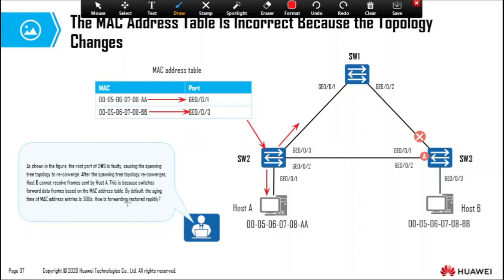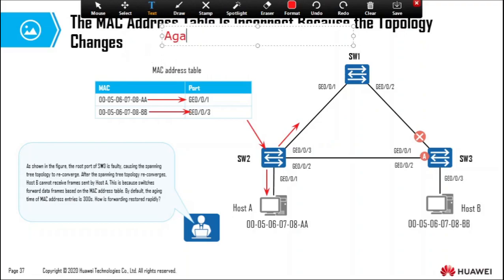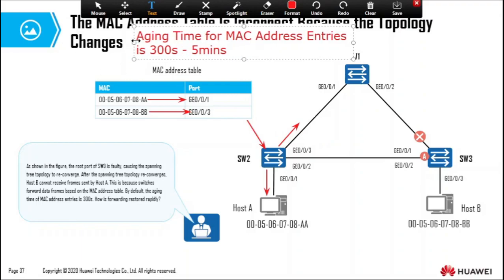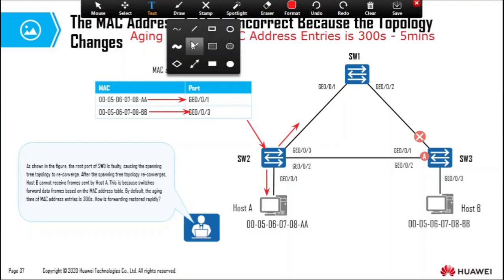Now, what you need to remember is that the aging time for MAC address entries is 300 seconds. How many minutes is this? Is it 5? 5 minutes, eh? So you see what happens with STP. What happens with STP is this.